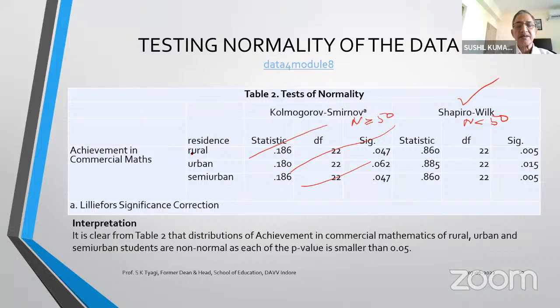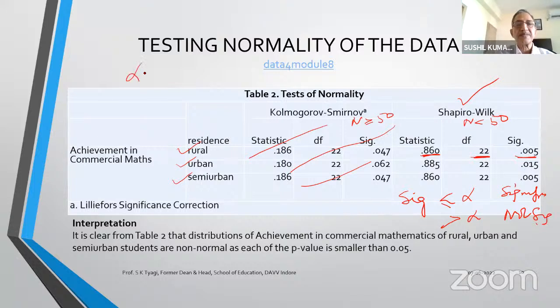Now there are three tests for rural, for urban, and for semi-urban. So for rural, the value of test statistics is this much, degree of freedom is this much, and significance is this much. Now I assume you know how to interpret it. The way to interpret is, if significance is less than or equal to alpha level, significance level, then it is called significant result. If it is greater than alpha, then it is not significant.